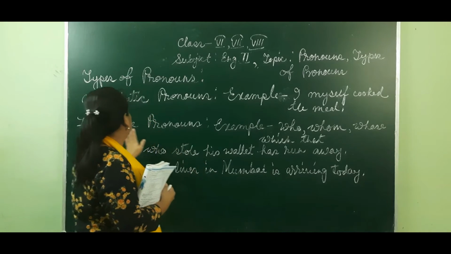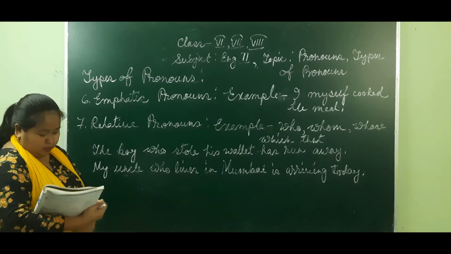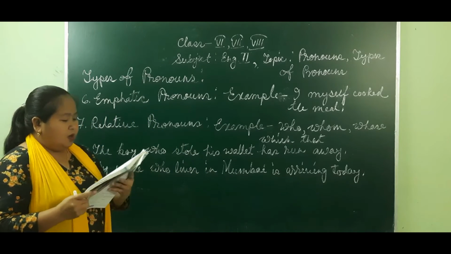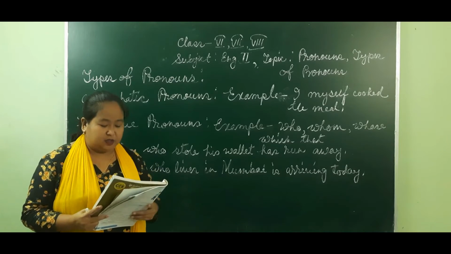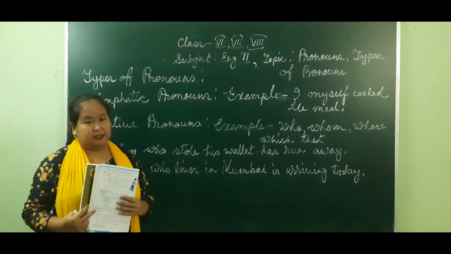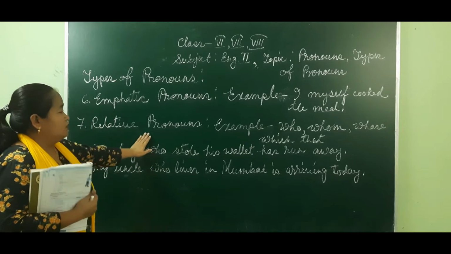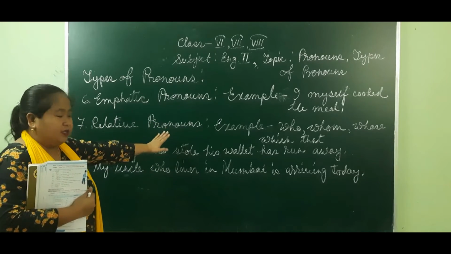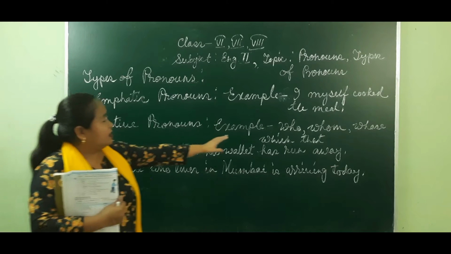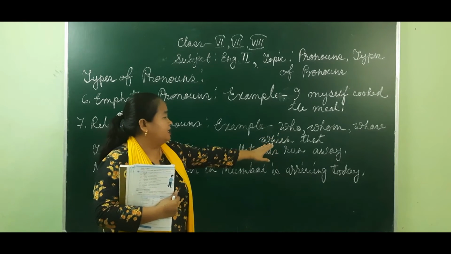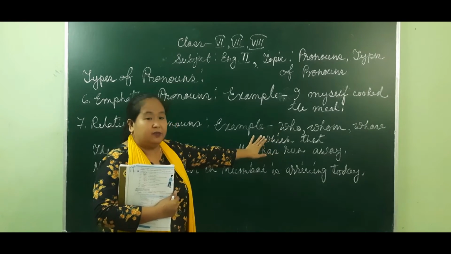And now we have relative pronouns. Relative pronouns are pronouns used to join a phrase or a clause with another in a sentence. So relative pronouns are used to join sentences or phrases. Examples are who, whom, whose, which. Those are examples of relative pronouns.